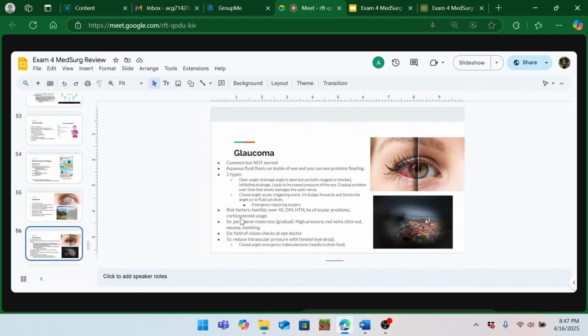To treat it, you want to reduce the pressure in the eyes with the timolol. For a closed angle, of course, you're going to have an emergency surgery. It's basically a needle in the eye and it's going to drain the fluid.